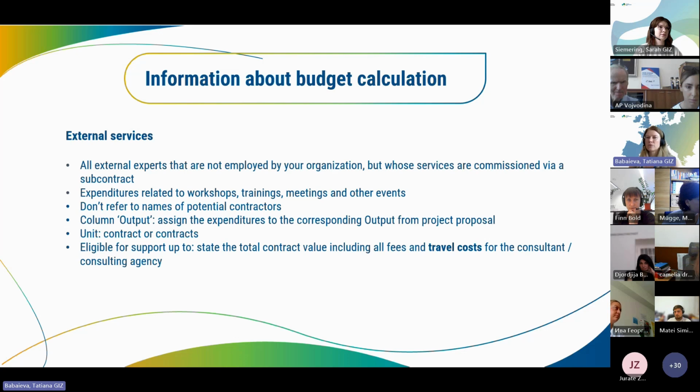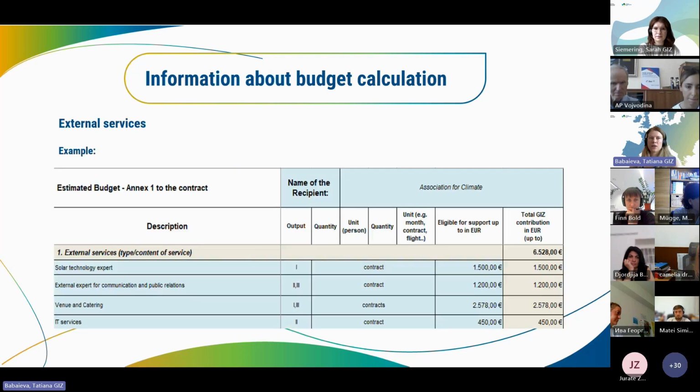In the column Output, you relate the expenditure to the associated output from the project proposal. In the column Unit, you indicate contract or contracts. Eligible for support up to, please state the total contract value, including all fees and travel costs for the consultant or consulting agency. Here you see an example of the budget line external services and the description.